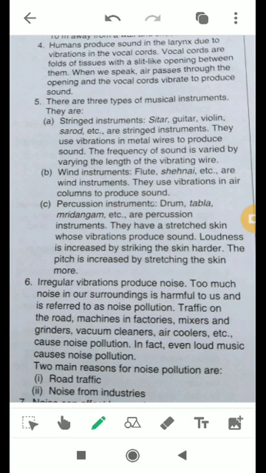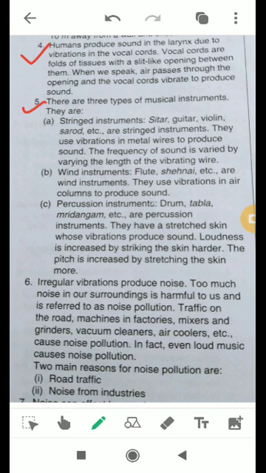So this is the fourth answer. I forgot to tell you the question. How is sound produced in our throat? Humans produce sound in the larynx due to vibration in the vocal cords. Vocal cords are folds of tissue with a slit-like opening between them. When we speak, air passes through the opening and the vocal cords vibrate to produce sound.